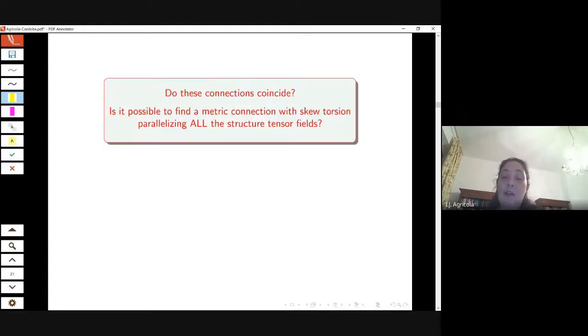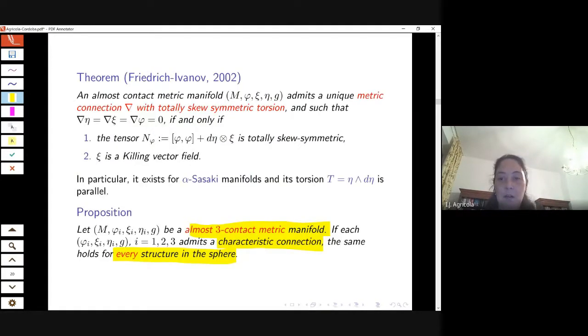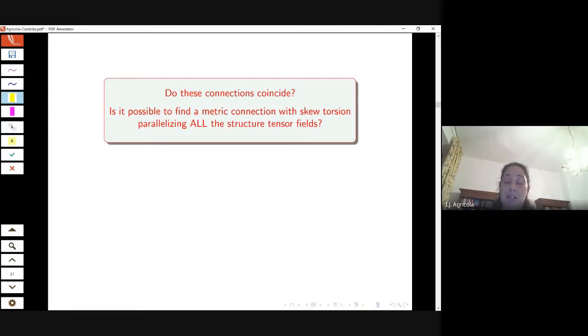Now, so you get a huge amount of connections, right? Because you get a connection for each single almost contact structure, and we have a whole sphere of them. In particular, we have the three we started with for defining the free contact structure. So it does make sense to ask whether these connections coincide, because that would then be a nice connection we can associate with the free contact manifold. So is it possible to find a metric connection with skew torsion, which is going to parallelize all the structure tensor fields?